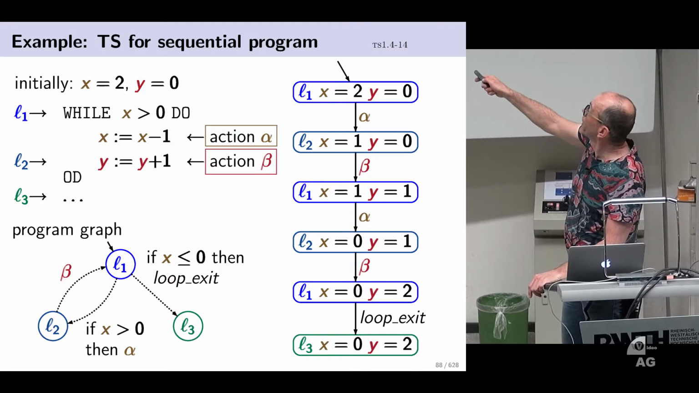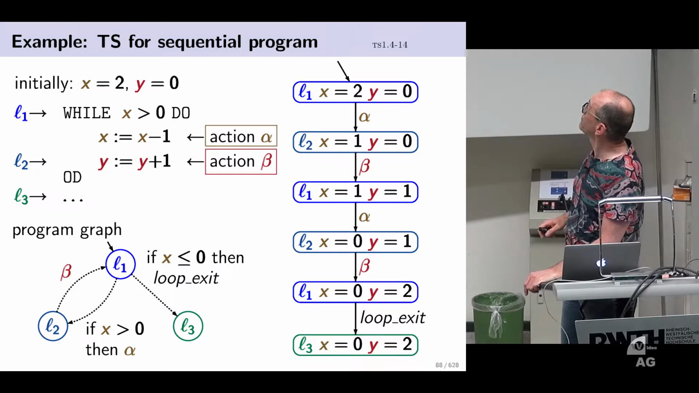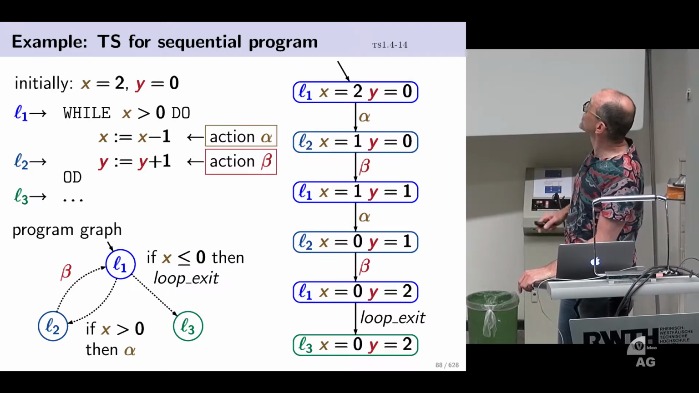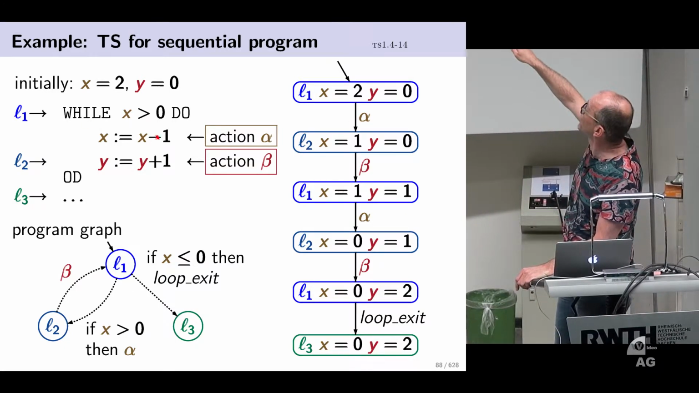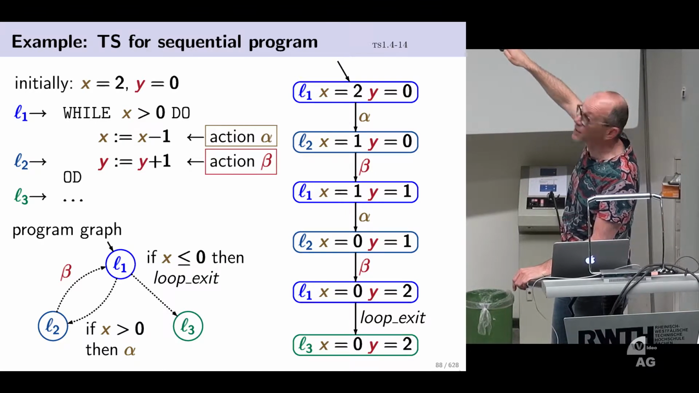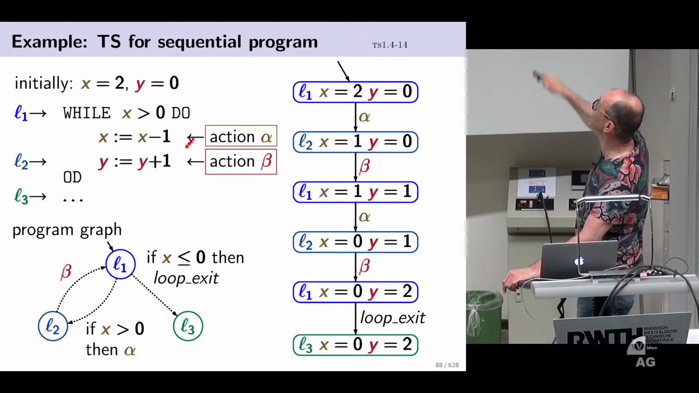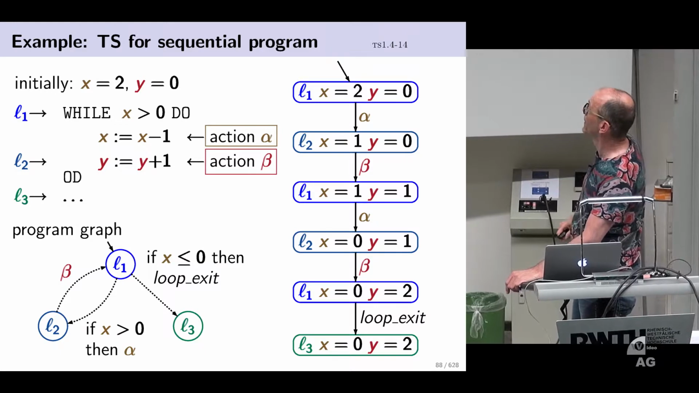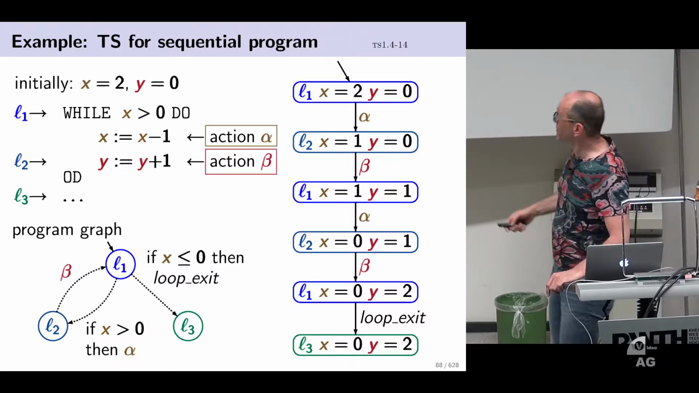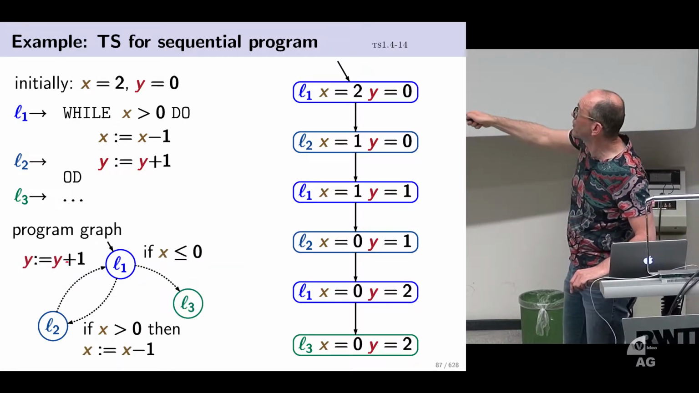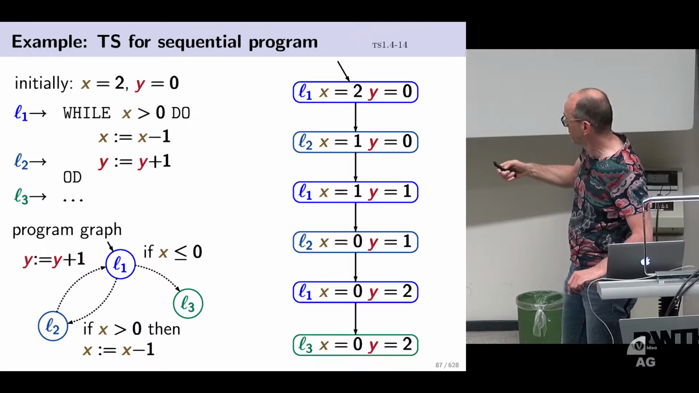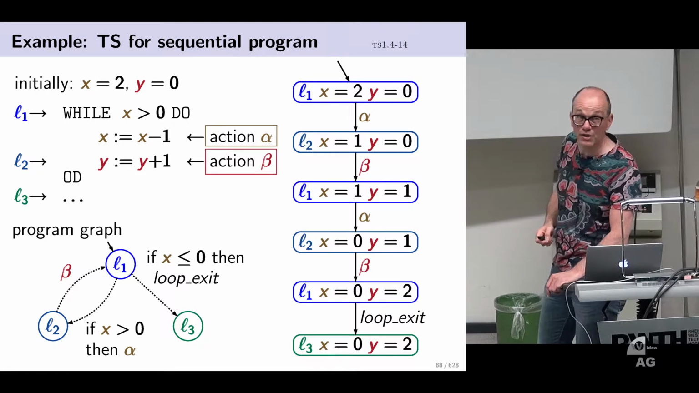So now the actions in the transition system basically correspond to the assignments. So here I have two assignments, this x and the assignment to y. Let's call them actions alpha and beta. I actually did the same in my program graph. This was my program graph before. I now call this assignment beta and this alpha. And that means that my transition system now looks as follows.